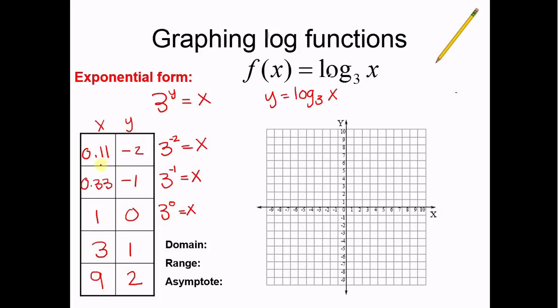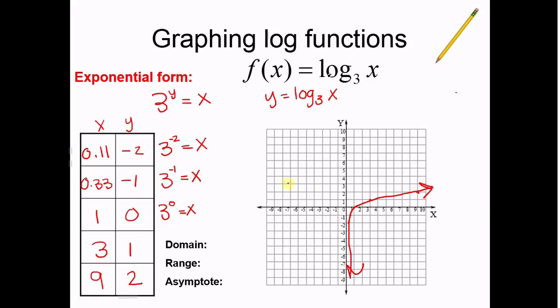So let's actually graph these points. So I got 0.11, -2. So I'm going to have 0.11. It's going to be like right there. Down -2, it's going to be right there about. There we are. 0.33, -1, so about right there. 1, 0, there. 3, 1, and 9, 2. So let's try to graph this here. Let's put a line through here. It's going to go like that. It's going to run through, and it's going to go like that. Right? It's going to look about something like that.